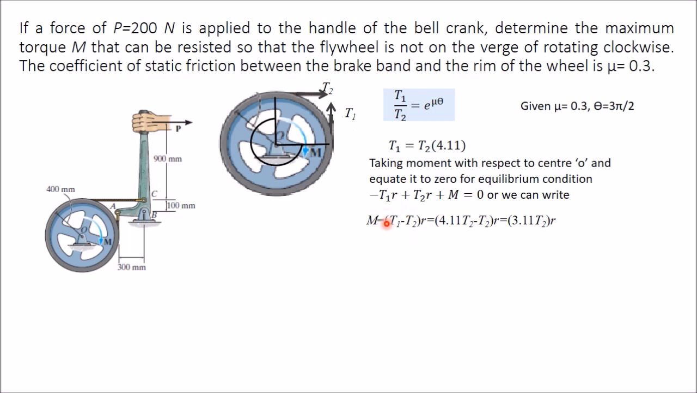So here (T1 minus T2) into R is called braking torque, and this braking torque should be equal to the torque transmitted by this flywheel. When these two become equal, this drum will come to rest. Now put this value of T1, which you already obtained, 4.11 T2, minus T2, into R. Now the value of R is known: the radius of the drum is given as 400 mm, so this is equal to 0.4 meter. I have converted that into meter.